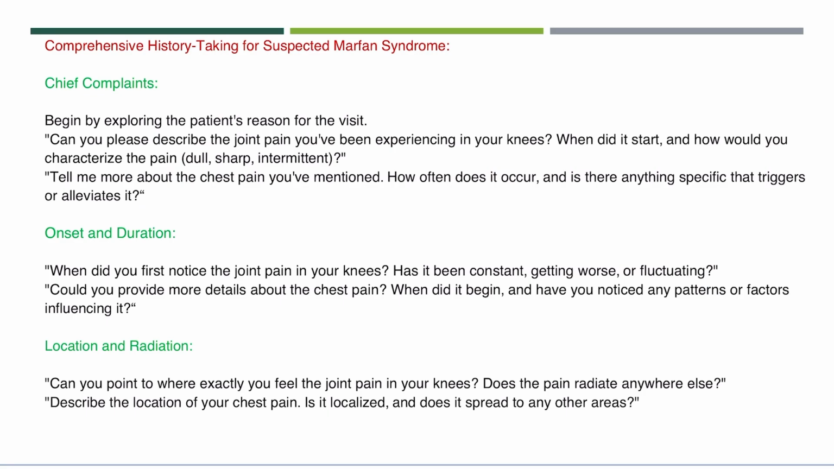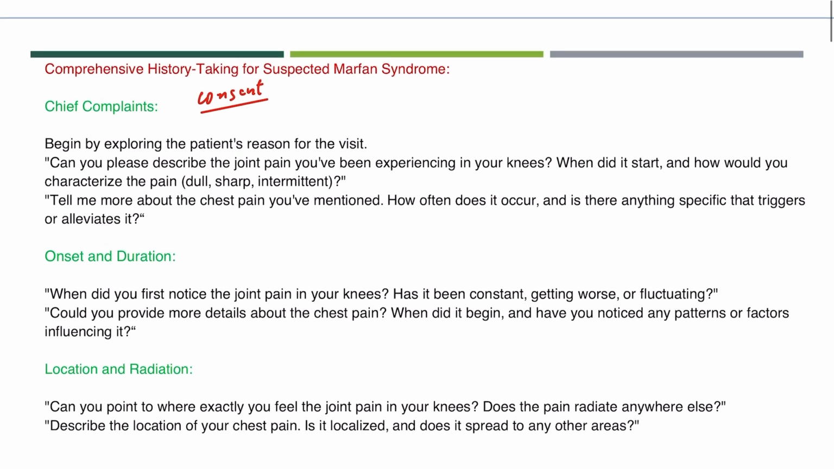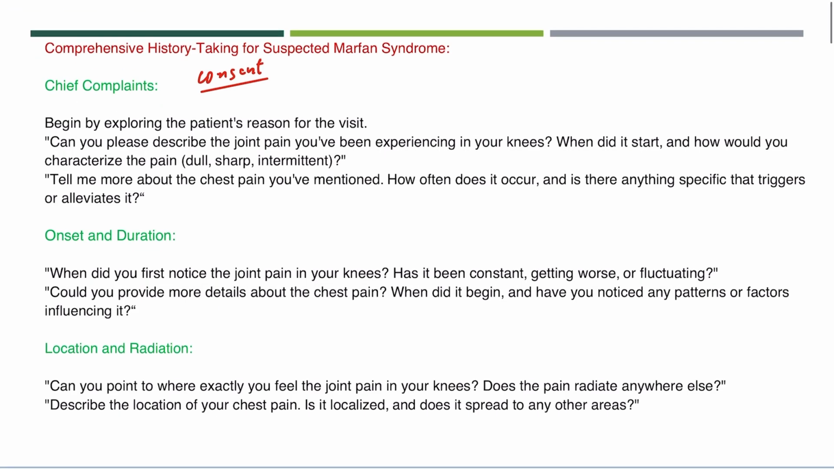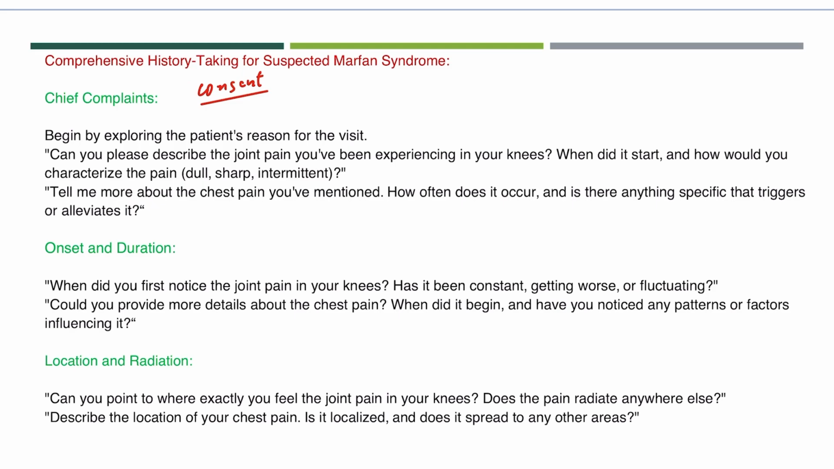When the patient gives you consent, and the consent is very important, you must take the consent first. After that, you start by exploring the chief complaints. Begin by exploring the patient's reason for the visit. So, can you please describe the joint pains? This was her main complaint.